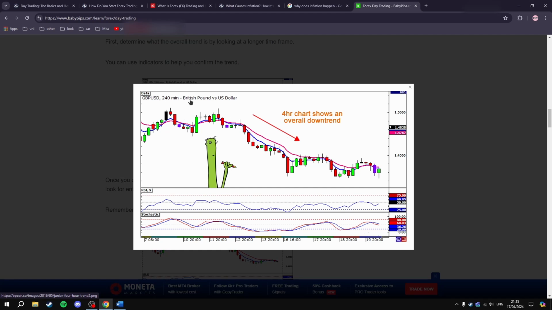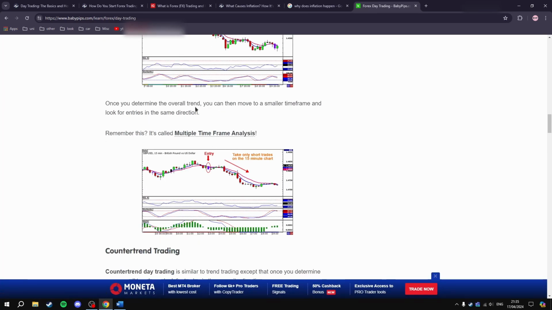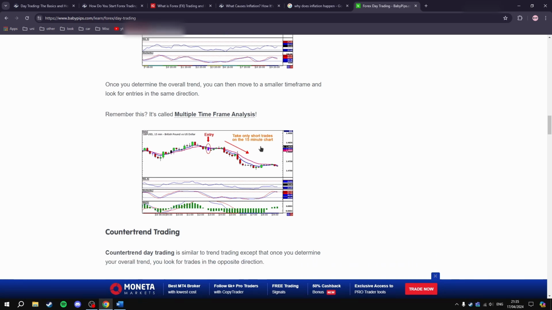So we've got the chart here. This is a 4-hour chart. The 4-hour chart shows an overall downtrend, so it goes whoop, like that. Overall downtrend. Once you determine the overall trend, you can then move to a smaller time frame and look for entries in the same direction. Remember, this is called multiple time frame analysis.